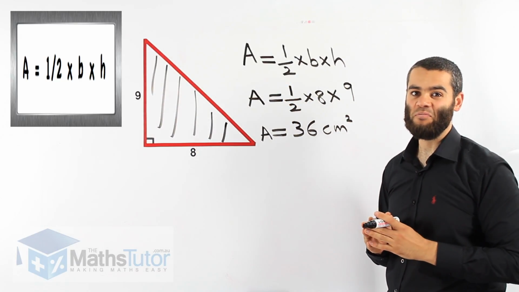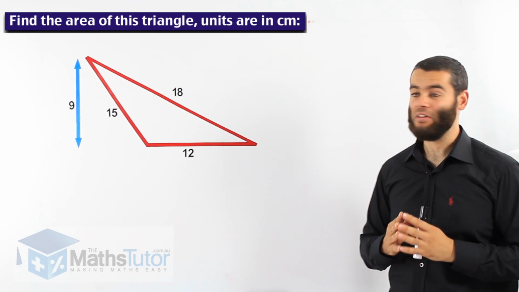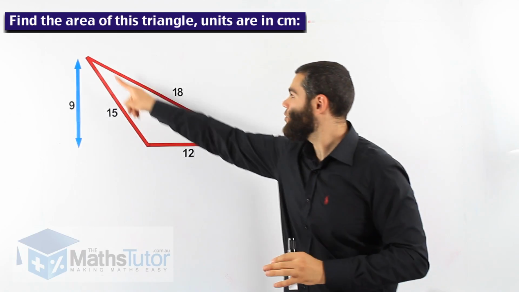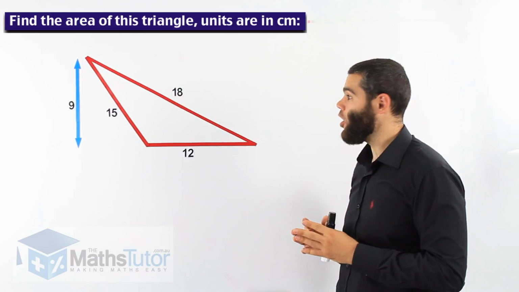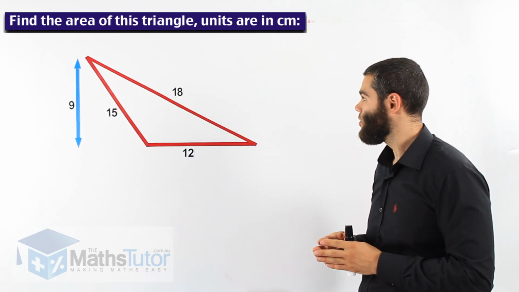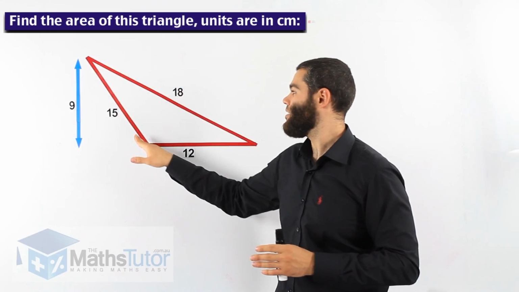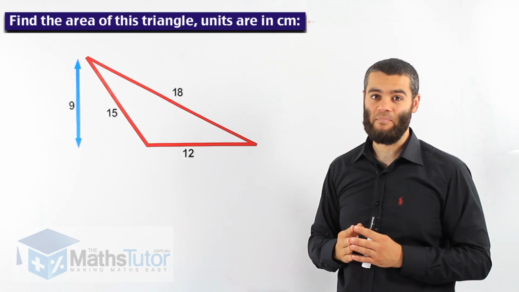Let's do some more examples. Okay guys, we're going to work out the area of this triangle. It's marked in red. Now we can tell it's a funny looking triangle. It's an obtuse angle triangle. We have a base of 12. We have the slant height 18, another height 15, and we want to work out this area.